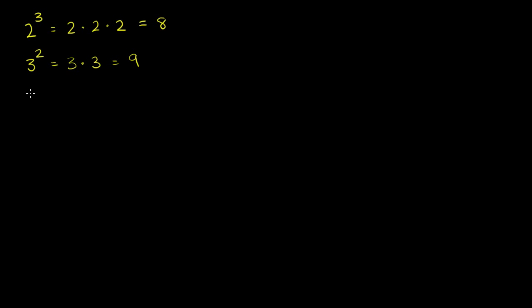Let's say I have 5 to the seventh power. That's equal to 5 times itself 7 times. 5 times 5 times 5 times 5 times 5 times 5 times 5. That's 7, right? 1, 2, 3, 4, 5, 6, 7. And this is going to be a really, really large number. I'm not going to calculate it right now. If you want to do it by hand, feel free to do so or use a calculator. But this is a really large number.